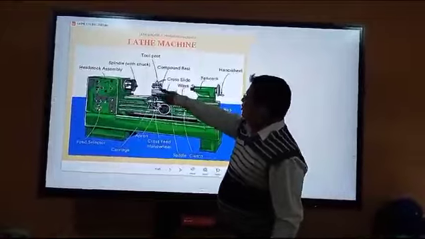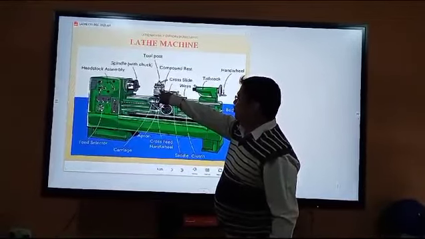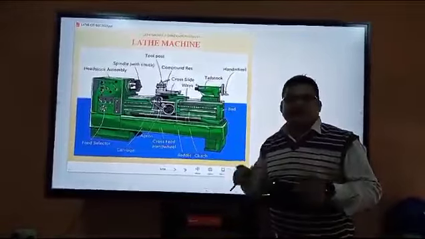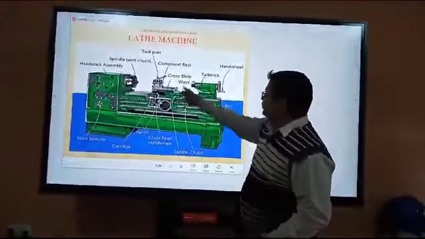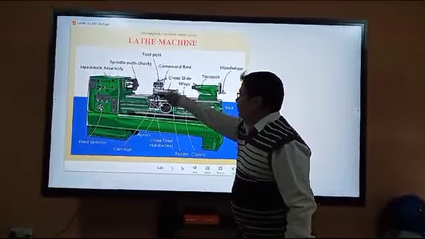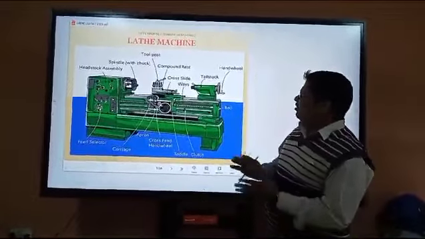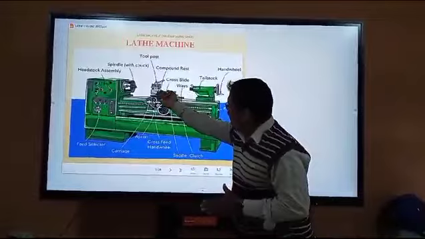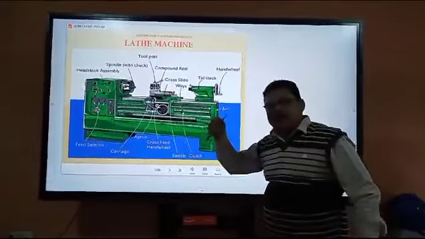So generally, the tool post. The function of the tool post is to hold the single point cutting tools. Then the compound slide, this one. Generally this sliding mechanism is used during the taper turning operation.